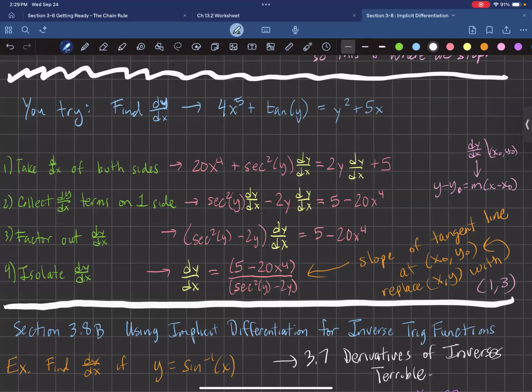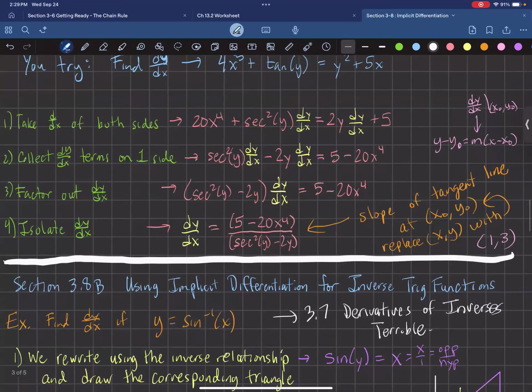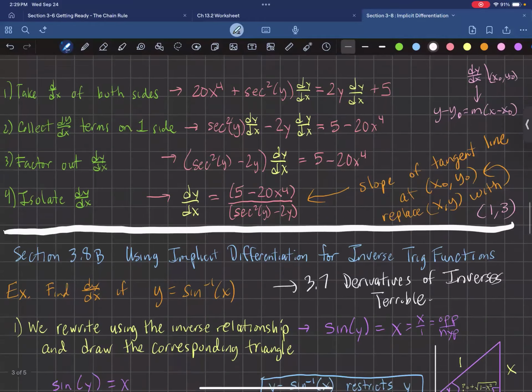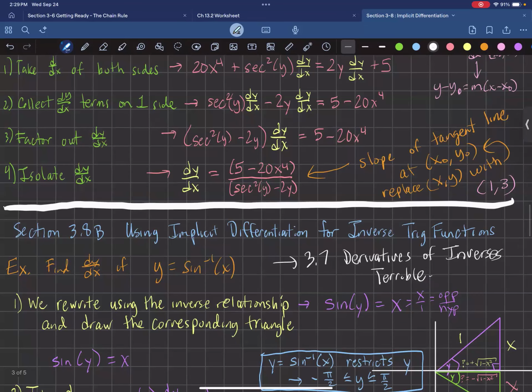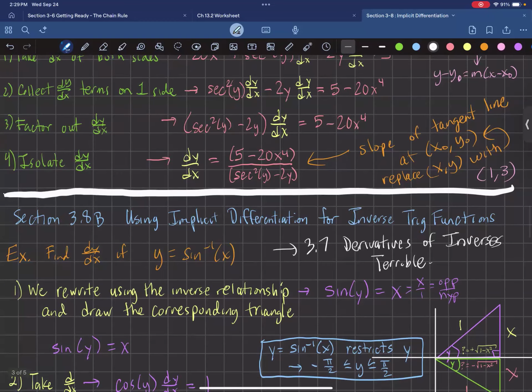So let's say we got y equals sine inverse x. We're going to rewrite that using the inverse relationship, and we're going to draw the corresponding triangle. I've got sine y equals x. So you just swap the variables. And x is the same thing as x over 1, which for sine is opposite over hypotenuse. I drew that two ways because sine inverse is restricted between negative pi over 2 and pi over 2. The angle, y, is an angle here. And so I drew the triangle two ways, because it could be positive or it could be negative. We don't know which way it is.